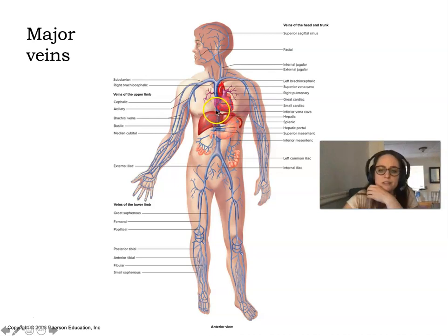Your hepatic veins are different from your hepatic portal vein. Hepatic portal vein is coming from intestines to the liver. Hepatic veins are coming from the liver to the inferior vena cava.